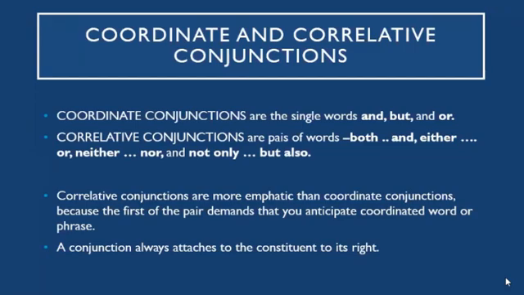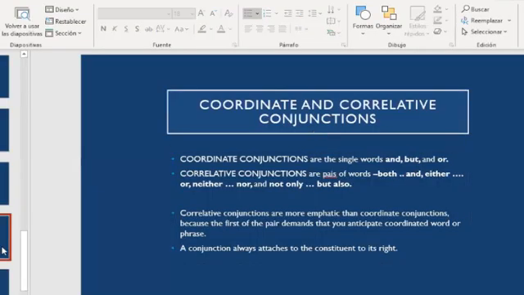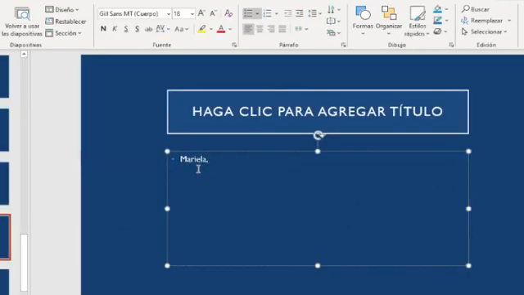A conjunction always attaches to the constituent to its right. If I say, for example, Mariela, comma, Pedro, comma, and Gisca are good students. See? The three of them are the noun phrase subject.